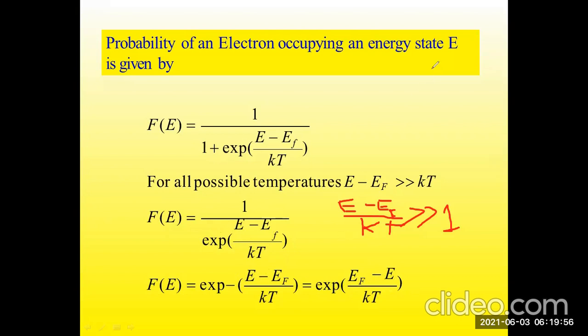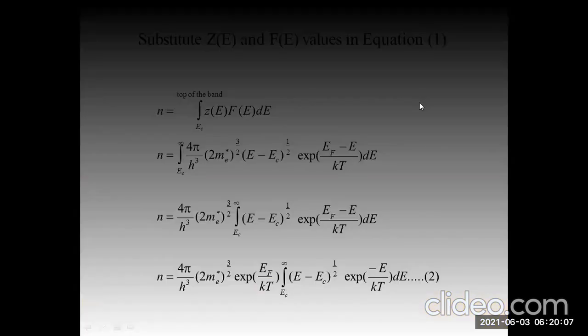Understood, everyone? What I have written now is that f of E is exponential of (EF minus E) by kT. Now substituting this value of f of E in equation 1. What is our equation 1? N is equal to the integration from EC to the top of the band, or you can just write it as infinity, of Z of E into f of E into dE.